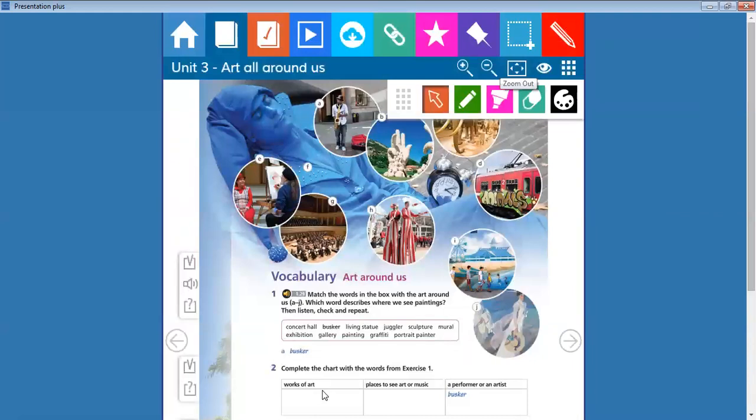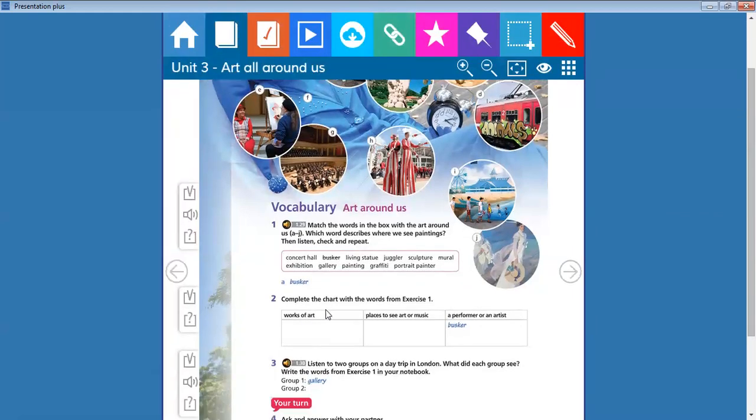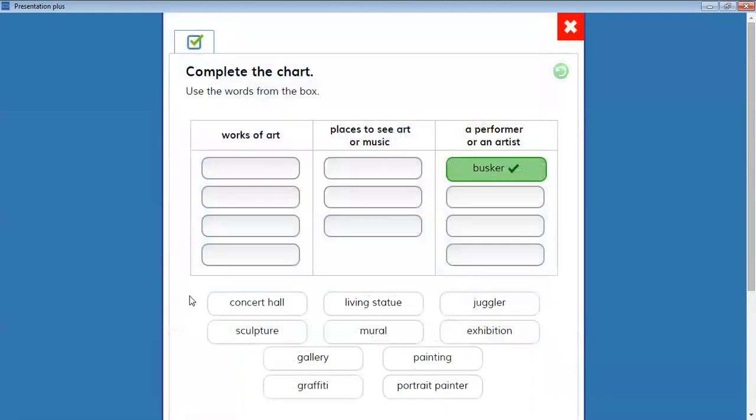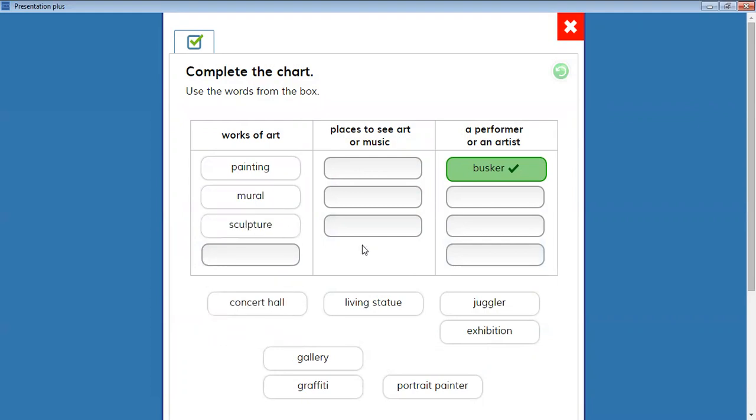And here you have to complete the chart with the words from exercise 1. You have to use these words to complete here, okay? For example, words for art. You can use, for example, painting, okay? Look at this, words for art. Here you have painting. Another one, mural, mural here, okay? Another one is graffiti, that is correct, sculpture, okay? Now we have to classify all the words, okay?